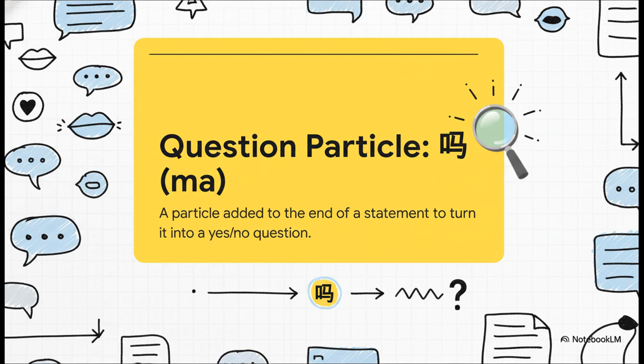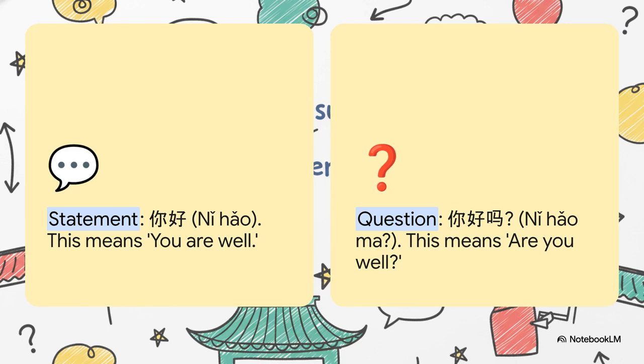For yes or no questions, the magic particle is ma. Its only job is to signal that the sentence it's attached to is a question. That's it. And you can see just how elegant this system is right here. On the left, we have our statement from before, 你好, which we can think of as you are well. Now, to turn that into a question, are you well or how are you? All you do is add ma to the end.